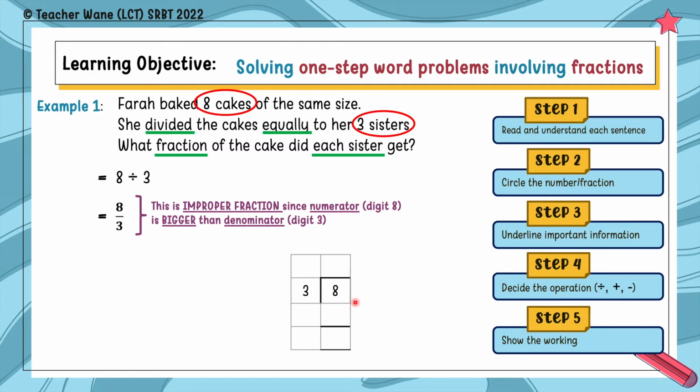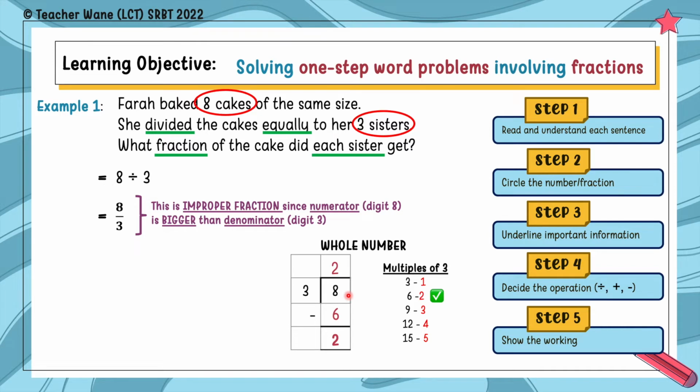And how do I change it to a mixed number? By using division. So 8 divided by 3 here. Is there any 8 in the multiples of 3? No. So which one are you going to choose? Great. We are going to choose digit 6, which is the second multiple. So 8 minus 6 is 2.